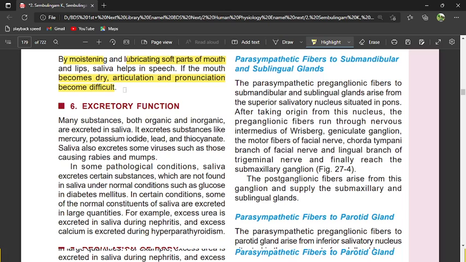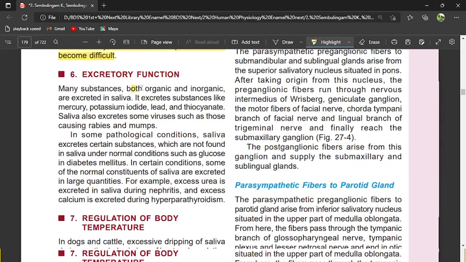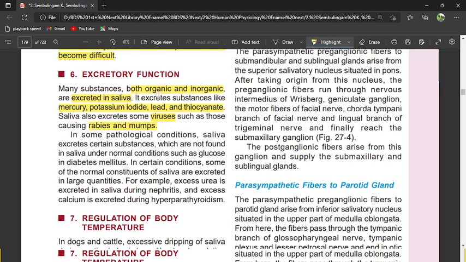Next, let us go to excretory function. Many substances, both organic and inorganic, are excreted in your saliva. Right? Excreted substances include mercury, potassium iodide, lead and thiocyanide. The saliva also excretes some viruses. Which viruses? Like rabies virus and mumps virus it also excretes, meaning kills. After entry, it acts on them.